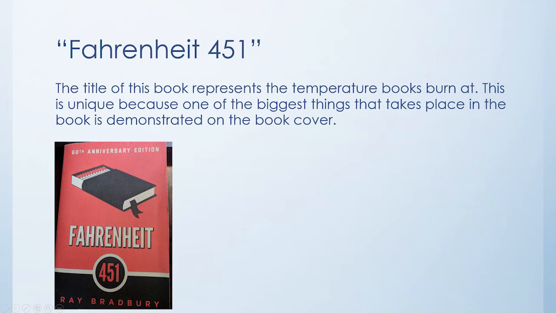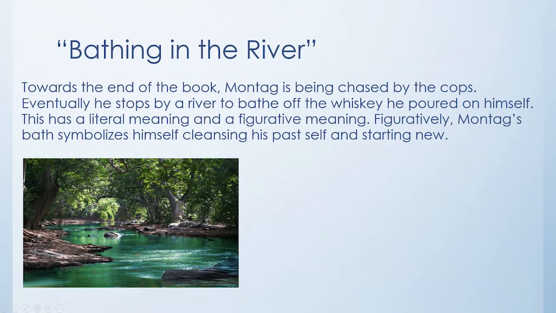But this is unique because one of the biggest things that takes place in the book is demonstrated on the book cover. Bathing in the river. Towards the end of the book, Montag is being chased by the cops. Eventually, he stops by a river to bathe off the whiskey he poured on himself to disguise himself from the hound, by the way. This has a literal meaning and a figurative meaning. Figuratively, Montag's bath symbolizes himself cleansing his past self and starting new.